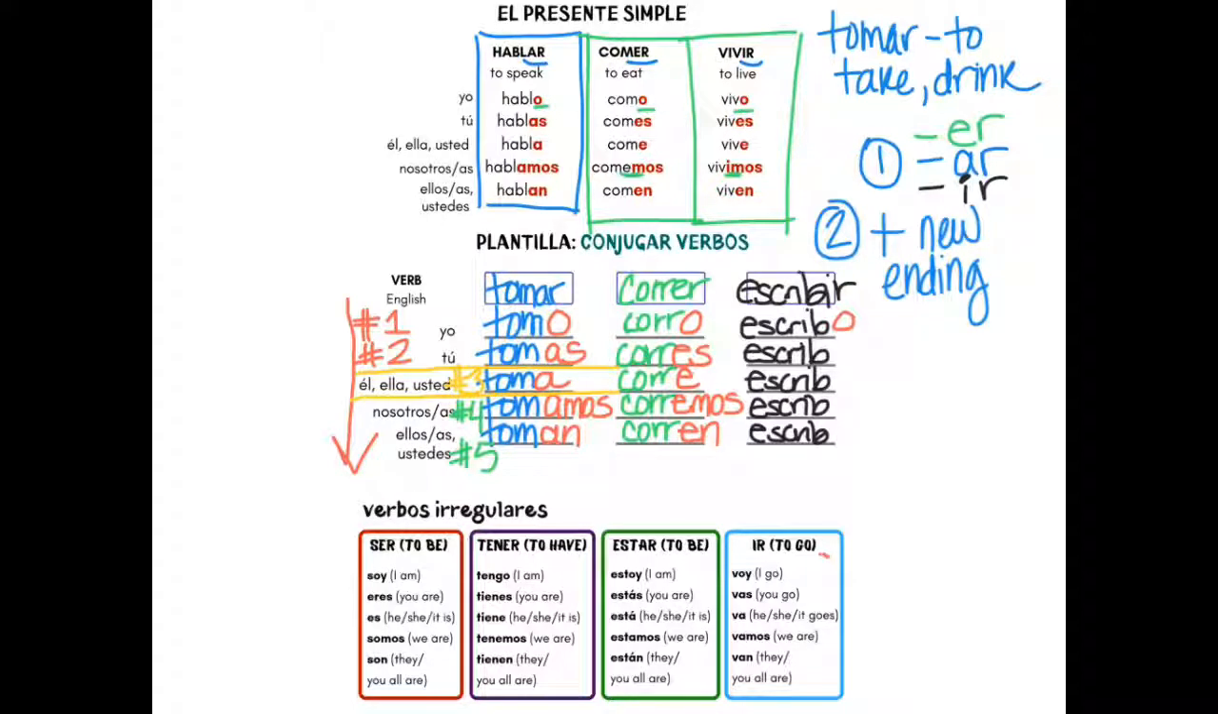Escribo, escribes, escribe, escribimos, escriben. And that is how you do verb conjugation.